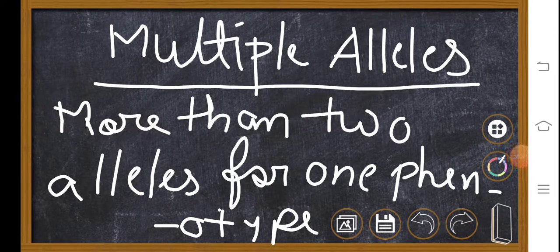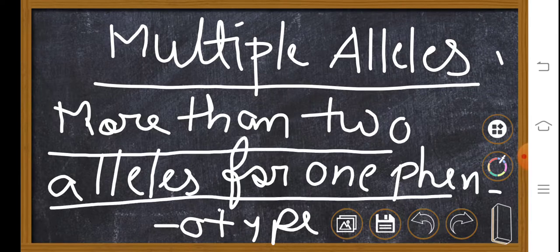Dear students, in this part, I'll let you know about multiple alleles. So, what do you mean by multiple alleles? Generally, we know that for each and every character, we have two alleles. One we get from our paternal side and one from maternal side, and this is true for each and every character. But when we say multiple alleles, the definition is that it has more than two alleles for one phenotype. You write down this definition: more than two alleles for one phenotype.